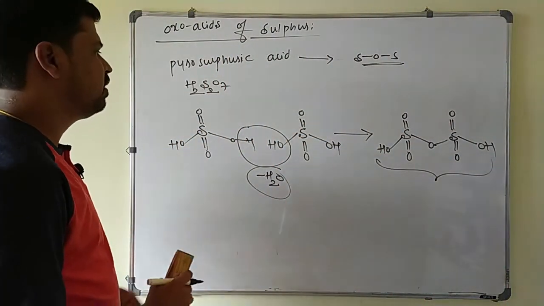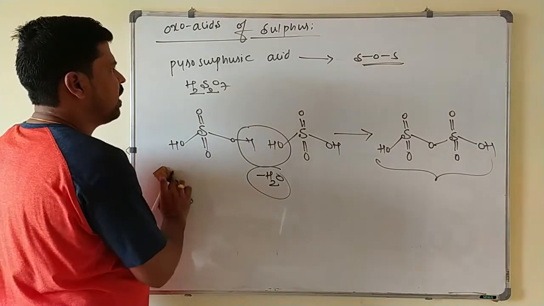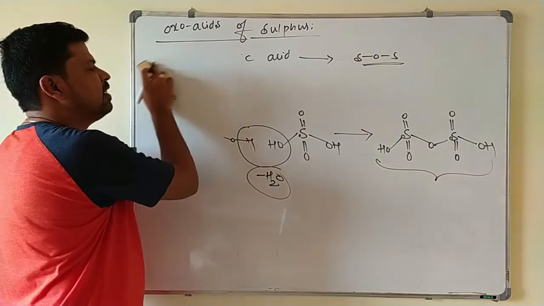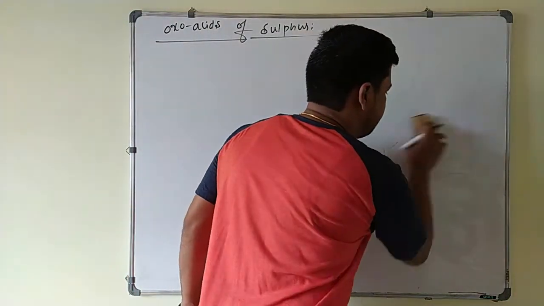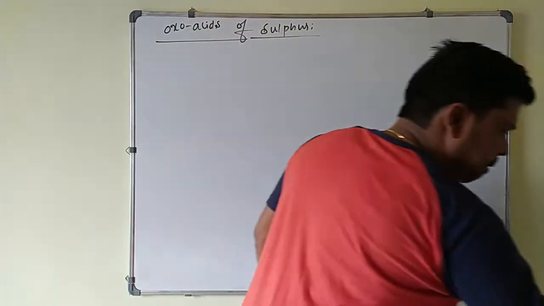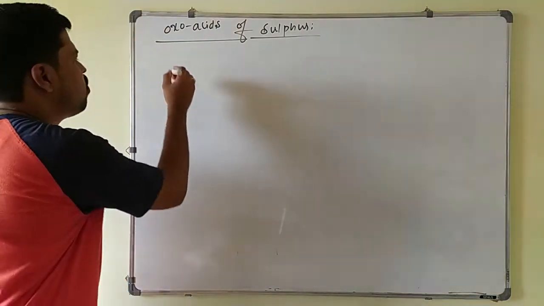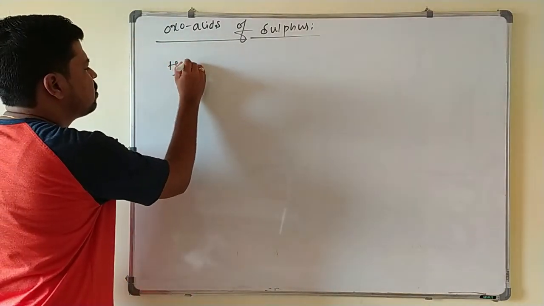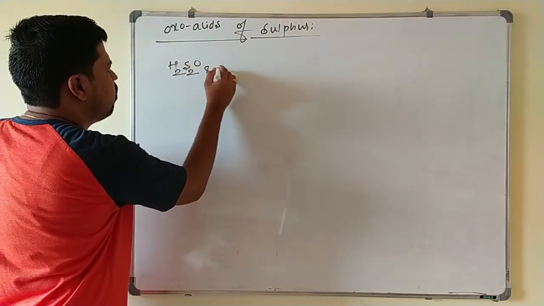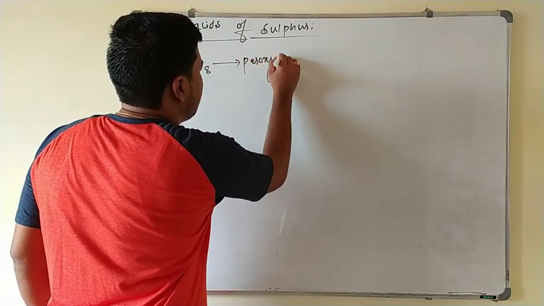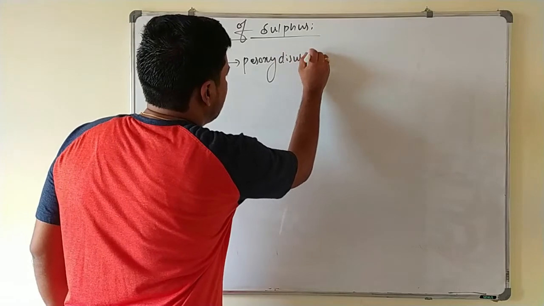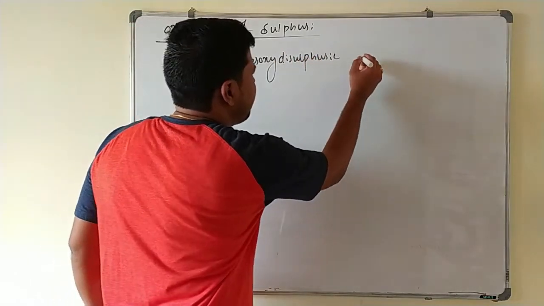Next one, we will write peroxy disulfuric acid. The formula of peroxy disulfuric acid is H2S2O8. This is your peroxy disulfuric acid.